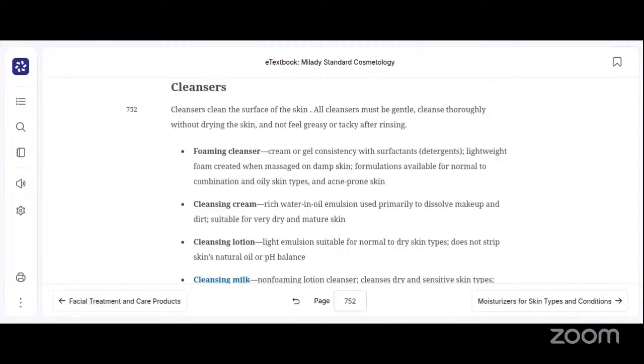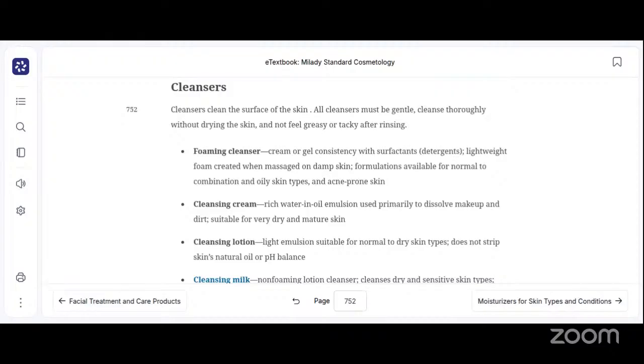Okay, so here are different types of cleansers, the foaming cleansers, and it kind of tells you when to use them. Cream or gel consistency with surfactants. Those are the detergents. Lightweight foam created when massaged on damp skin. Formulations available for normal, combination, oily, and acne-prone skin types. So really combination, you can do it for normal, but I see it as a lot of combination to oily and acne-prone skin. Okay, so this is the foam.